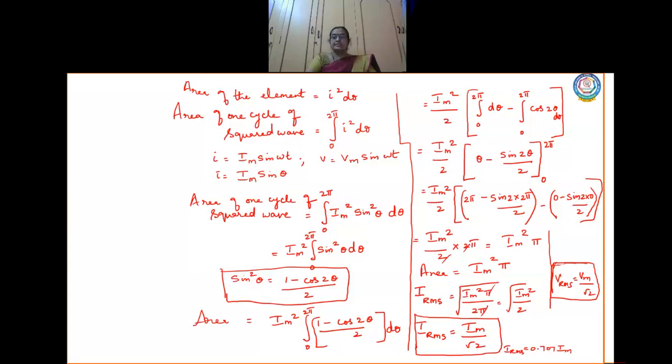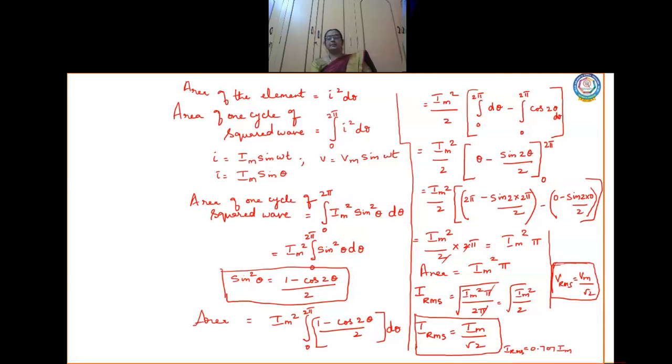Which means for a symmetrical sinusoidal current in the form of a sine wave, the RMS value of current is 70.7 percent of its peak value. Im is the peak value. Similarly, I can write this for voltage: VRMS is equal to 0.707 Vm. This is a very important 5-mark question in your textbook, children.